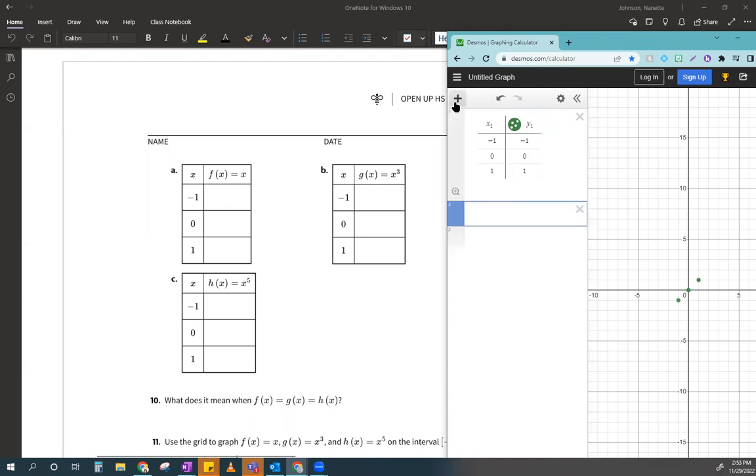Okay. For my next table, I'm going to do this one. And I'm going to use the same values, -1, 0, and 1. And over here, I'm going to plug in X to the third. And what do you notice happened? What happened?